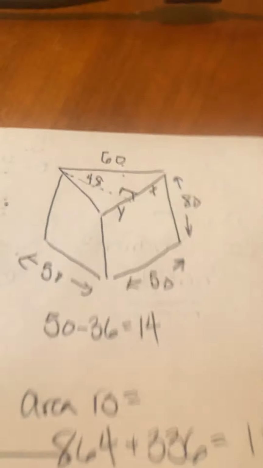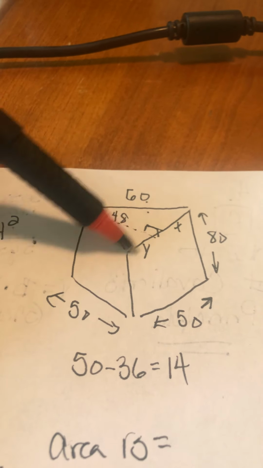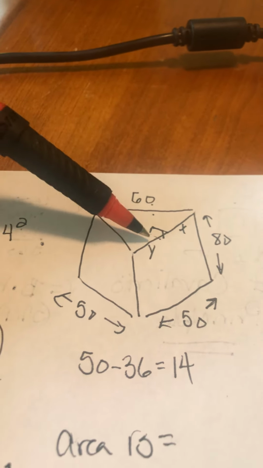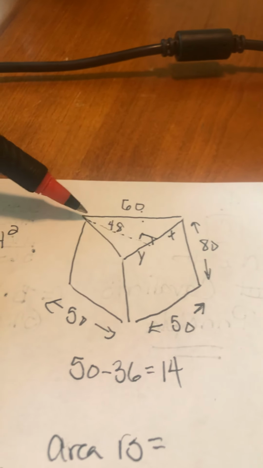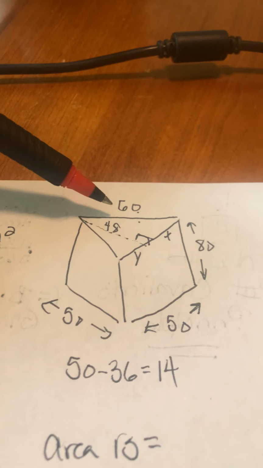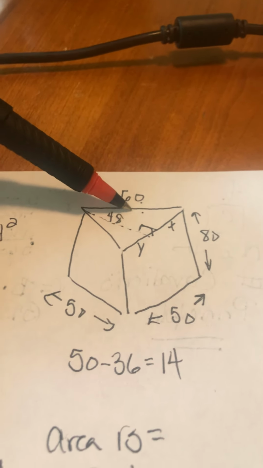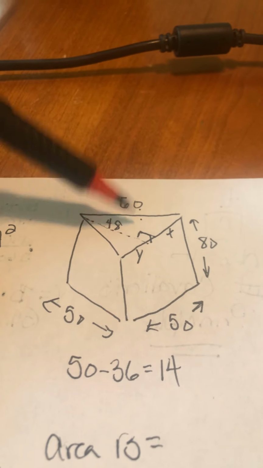So what I did is I just kind of redrew it and I said, okay, this is gonna be X and this will be Y. So we know the height was 48 and this side was 60. So first we're gonna find X by using the Pythagorean theorem. Now here we have the hypotenuse. I know it's the hypotenuse because it is the longest side. It's also the side opposite the right angle.